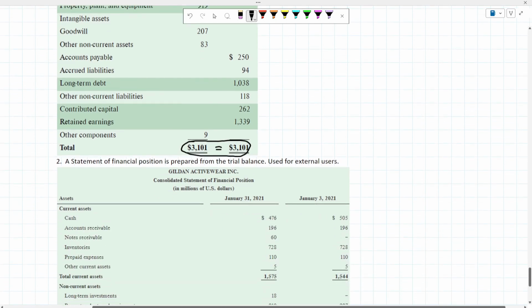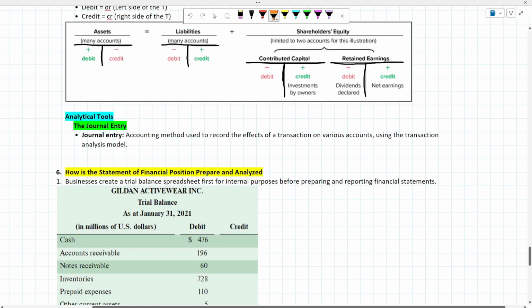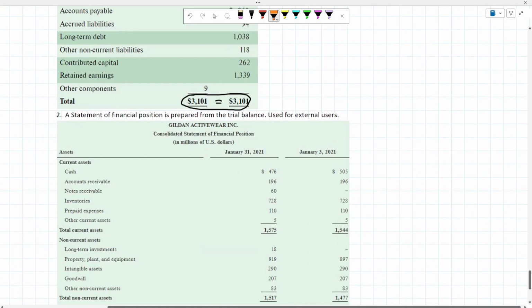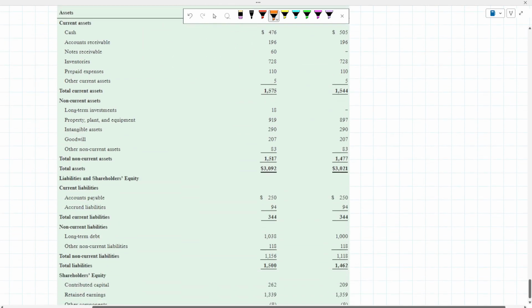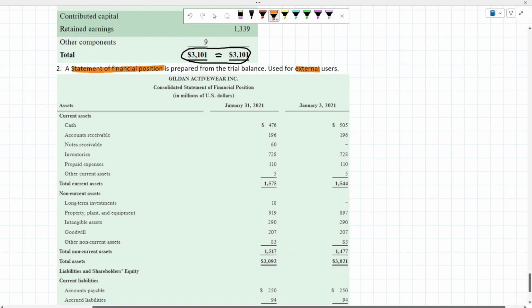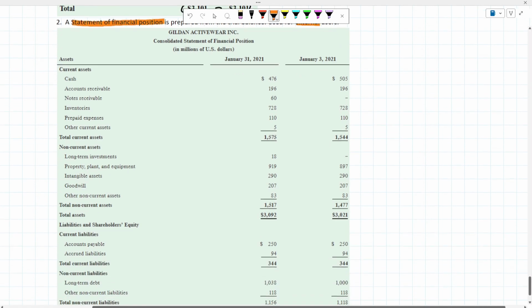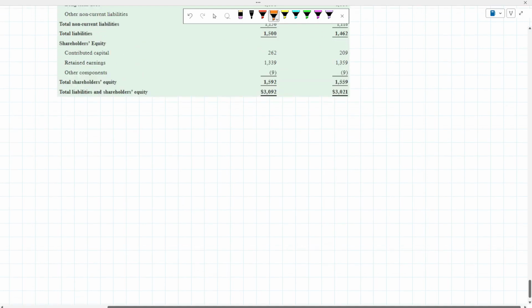So once you do that, two, you want to make a statement of financial position, which is prepared from the trial balance and used for external users. So let me highlight: trial balance is internal. Statement of financial position is external. So this is pretty much it. It's a much bigger thing. You can see January 31st, 2021, and the difference in assets. And then you can see the heading is a lot easier to read. That's because it's for external users.